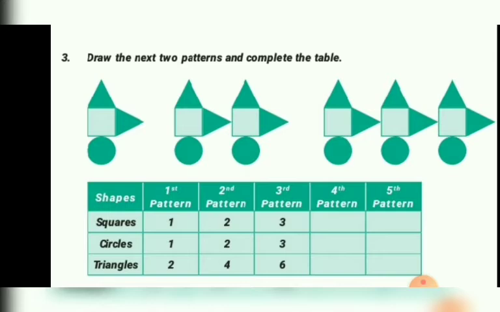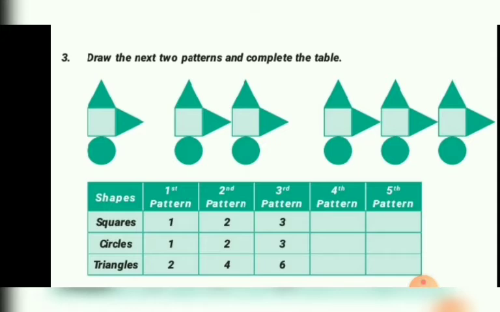Draw the next two patterns and complete the table. For the first pattern, how many squares are there? 1 square. See the first column. How many circles? Only one circle. How many triangles? 2 triangles. Next, see the second column, the second diagram. How many squares are there? 2 squares. How many circles? 2 circles. How many triangles? 1, 2, 3, 4. 4.